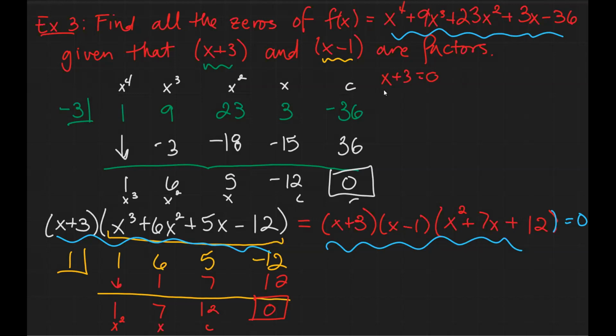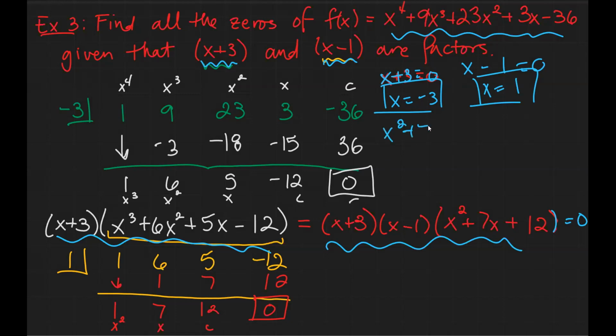So x plus 3 equals 0, and then x minus 1 equals 0. Those, remember, are going to be our free ones, right? We already know that -3 and +1 are zeros. Not necessarily immediately because they're disguised here, but if you solve these for 0, then you would have gotten these numbers, okay? So now I just need x squared plus 7x plus 12 equals 0.